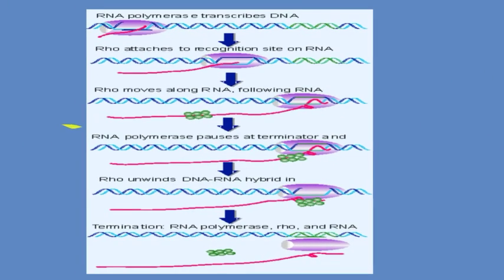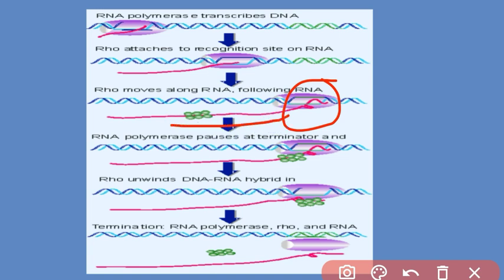Here is one schematic representation of Rho dependent termination. When the RNA polymerase reaches a number of guanine nucleotides, the Rho factor collides with the RNA polymerase, so that the RNA polymerase falls off, and hence the newly formed RNA gets discharged.